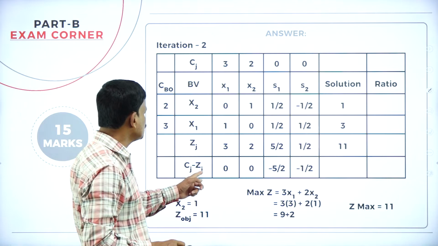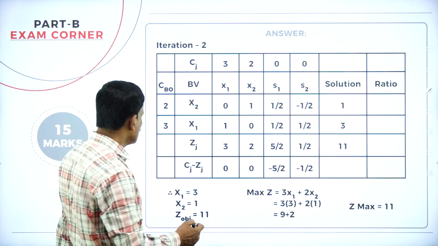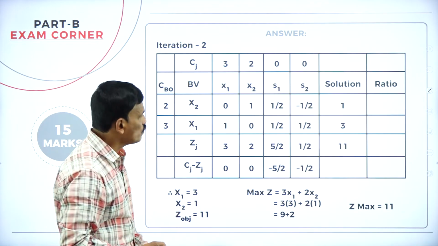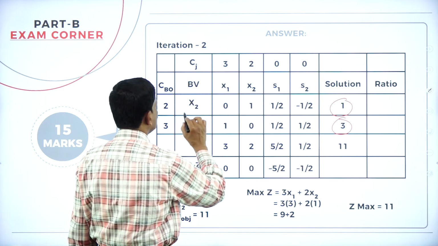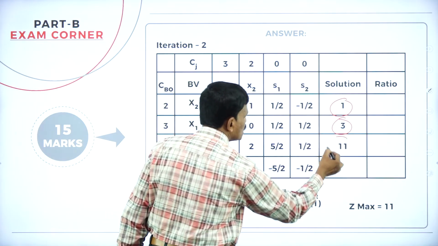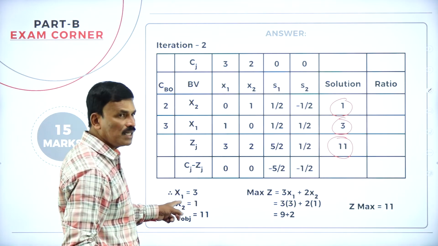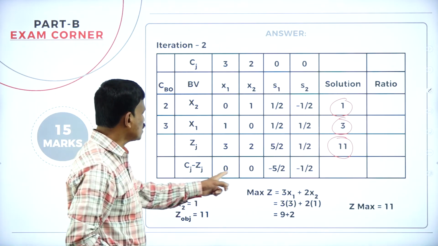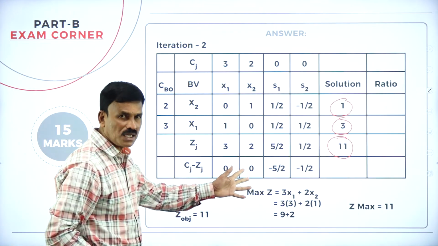Then you are going to get all the values. Cj minus Zj is negative. So therefore the optimality is reached. And what is the optimal solution? X1 is equal to 3 and X2 is equal to 1. The maximum value you are going to get is 11. Therefore the optimality is reached at this point because all the values in Cj minus Zj are negative. Hence the optimality is reached.